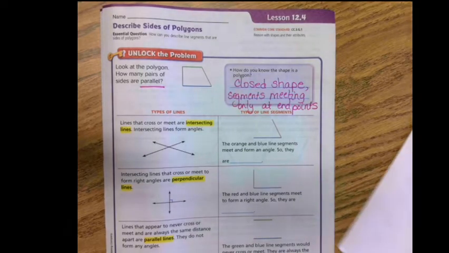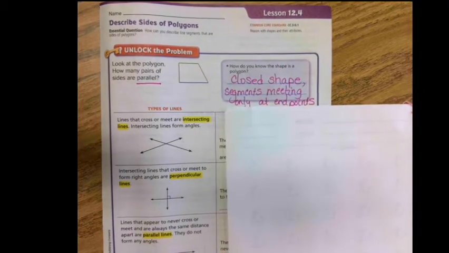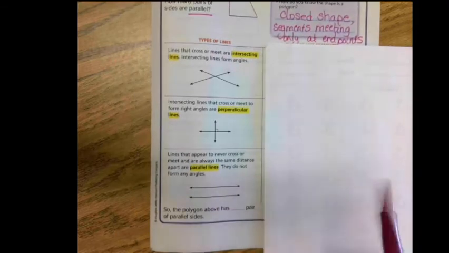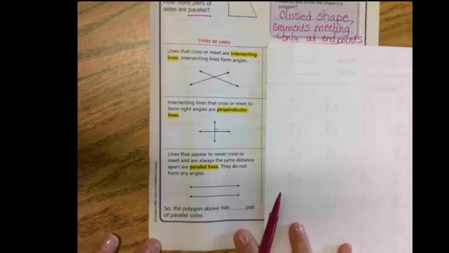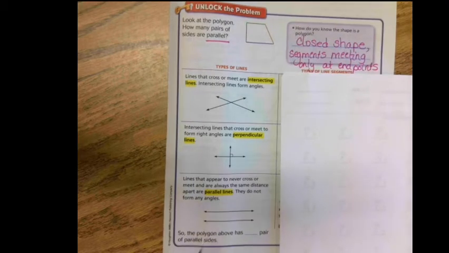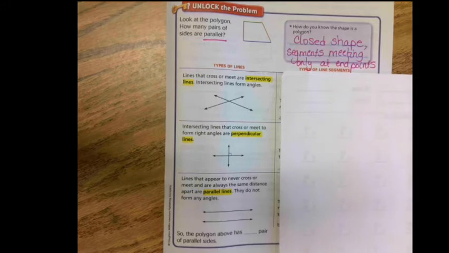Now, you're going to think I'm crazy. I'm going to hide this side of the page because I do not want you to get too far ahead and get confused, okay? What we're going to do is work down the page first and learn our vocab. So we have 3 different types of lines we're going to talk about today. The first type of lines we have are called intersecting lines, and intersecting lines form angles.